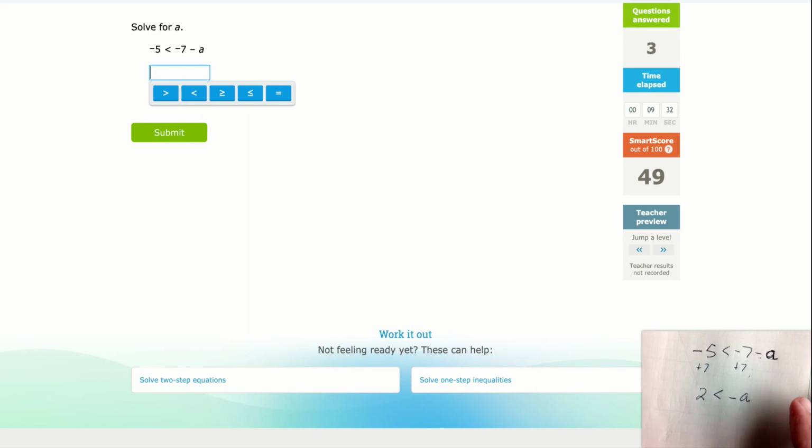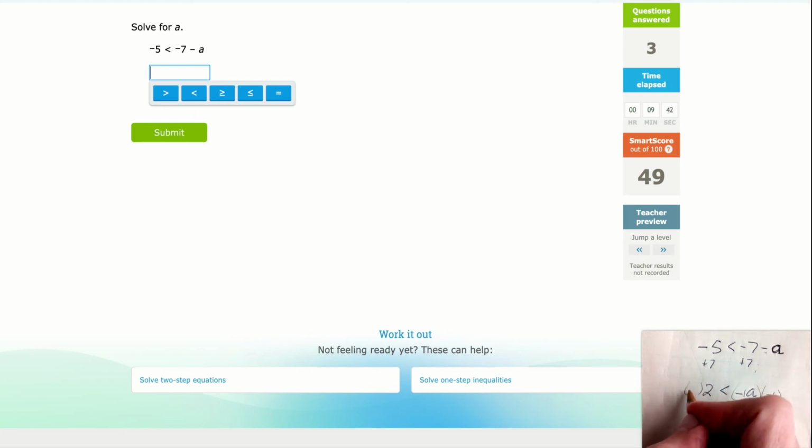Then what I'm going to do is get rid of the minus sign and think of it as a minus 1 times a. So I'm going to multiply by a negative 1 on both sides of the equation. Negative times a negative will cancel, leaving just the a. Negative 1 times 2 is a negative 2. But since I multiplied by a negative, this inequality symbol must flip. It's going to look like this.